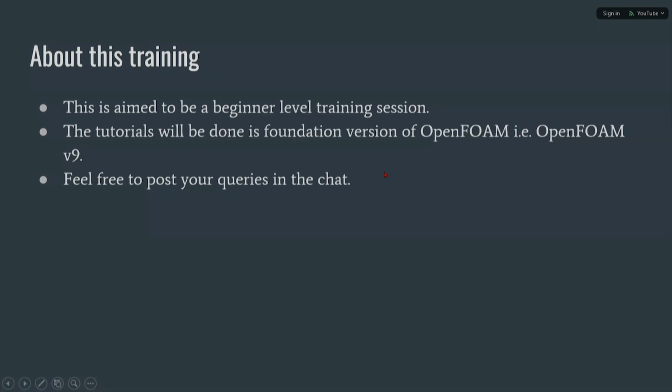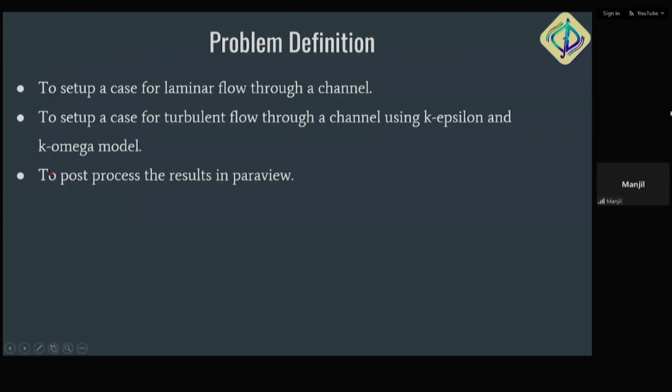So the basic outline of this tutorial is that we will go through the basic process of CFD. This will be a brief overview, and then we will be simulating 2D laminar flow in a channel, and then we'll move on to simulating the turbulent flow in the channel. So our problem definition: we want to set up a case for the laminar flow through the channel first, then change our regime to the turbulent flow using the K epsilon and K omega models. And then we want to post-process the results in ParaView.